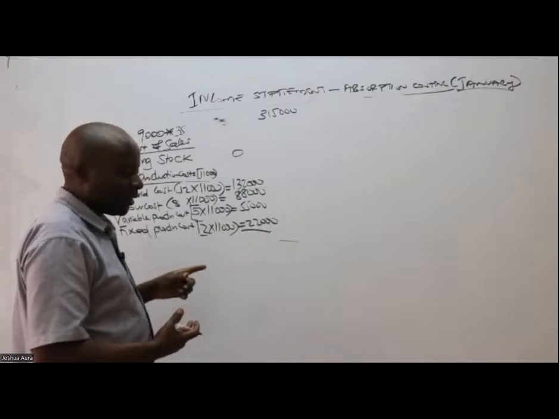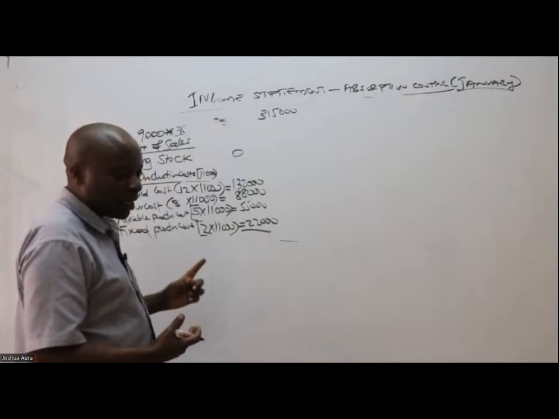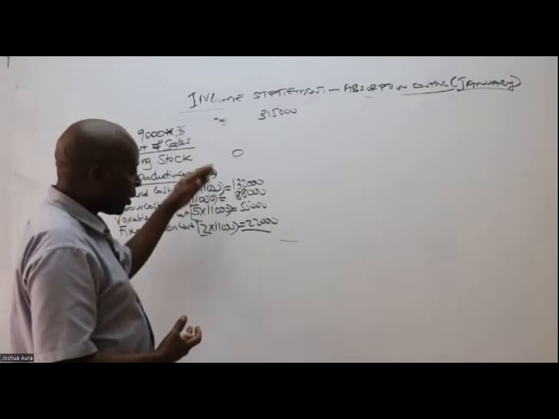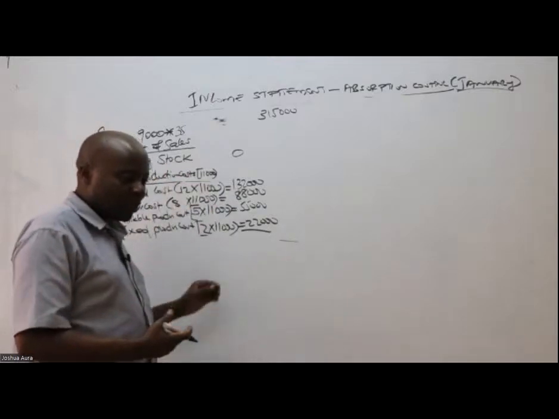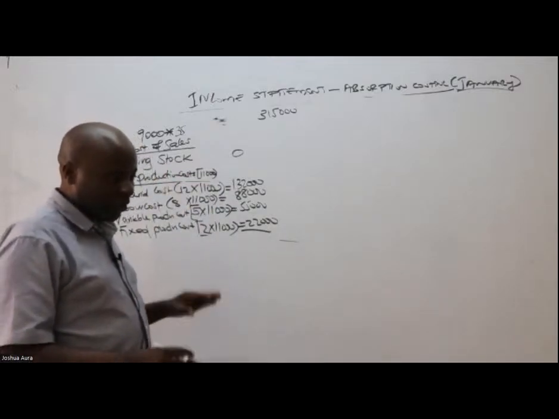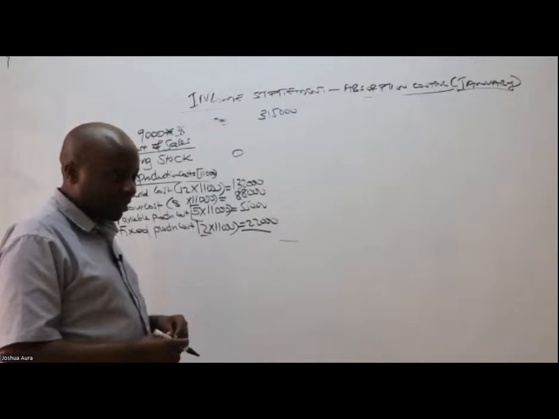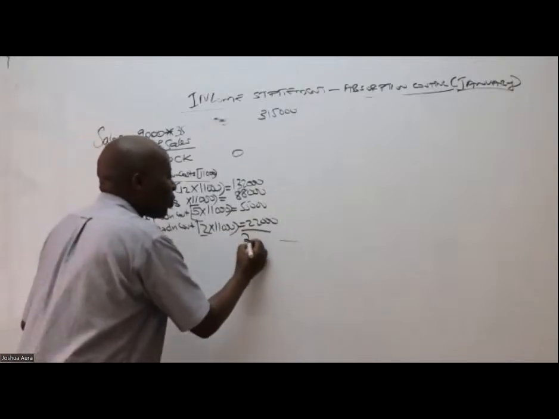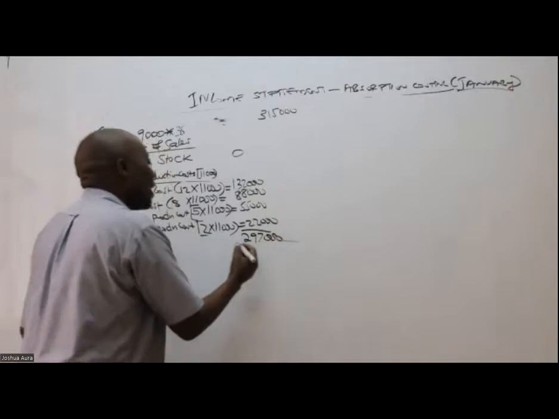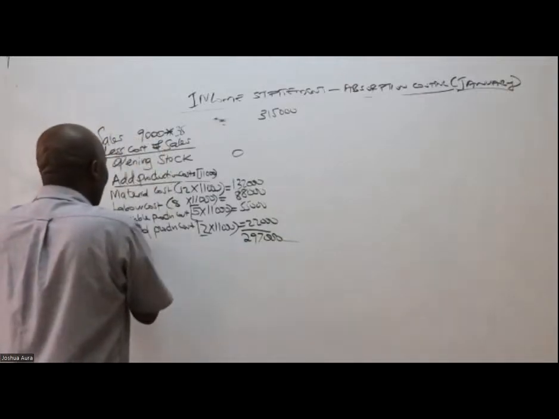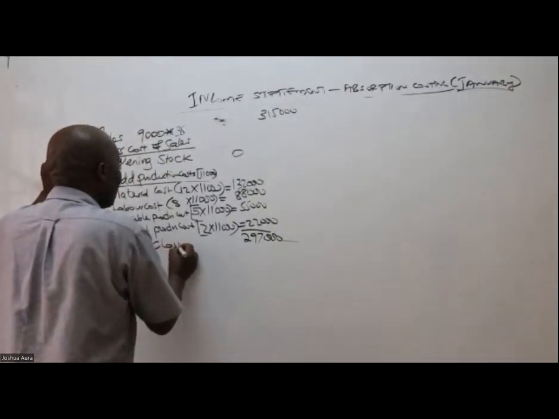Are you sure? 242,000. Could you kindly try 297,000? Please try to ensure that somebody gives me the correct figure. You don't want to repeat this again. The people are waiting for these videos. 297,000, right? So 297,000. And then now you come and you less closing stock.